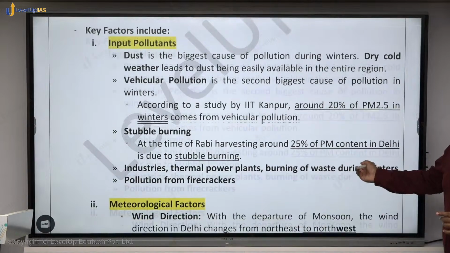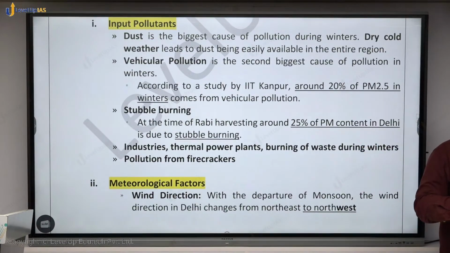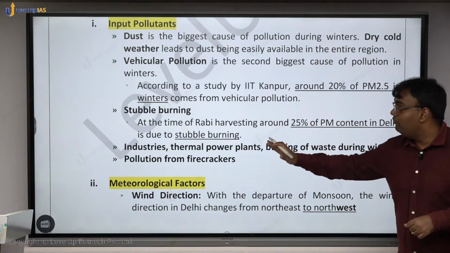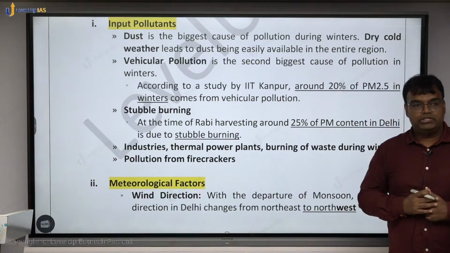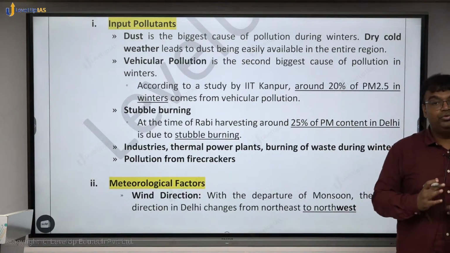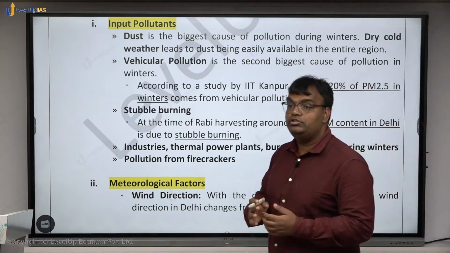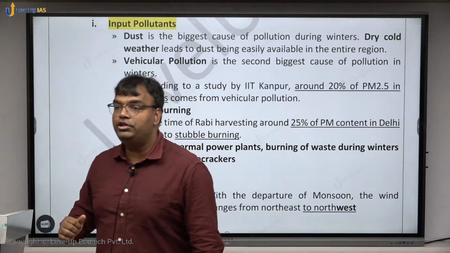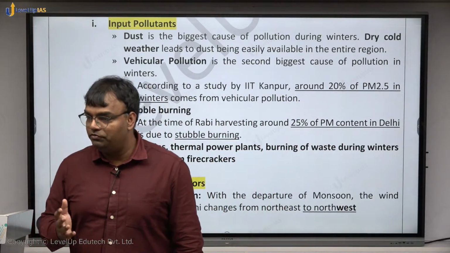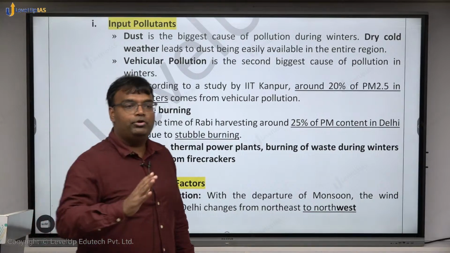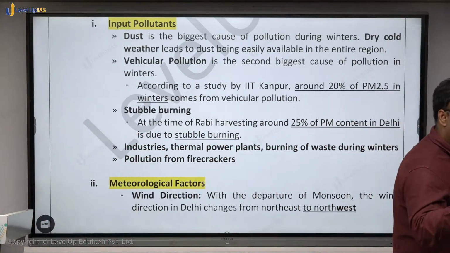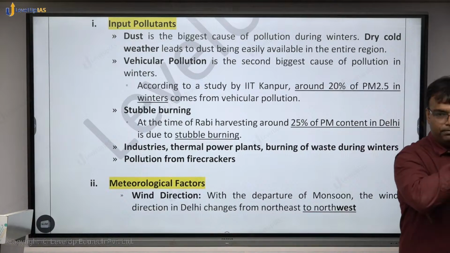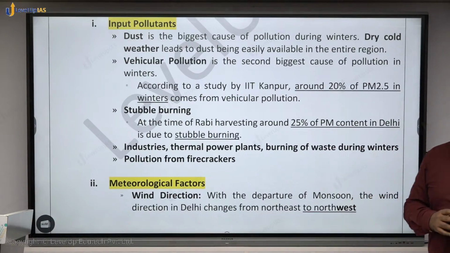Third, stubble burning. Stubble burning is not the primary reason, but it's also a major cause. At the time of Rabi harvest, around 25% of PM in Delhi may be due to stubble burning. But please note, अगर stubble burning was the major cause, then January में pollution नहीं हो रहा होता इतना. But even in January, February, pollution levels remain very high because it is not the primary cause. At that time, for those 15-20 days, it becomes unbearable.